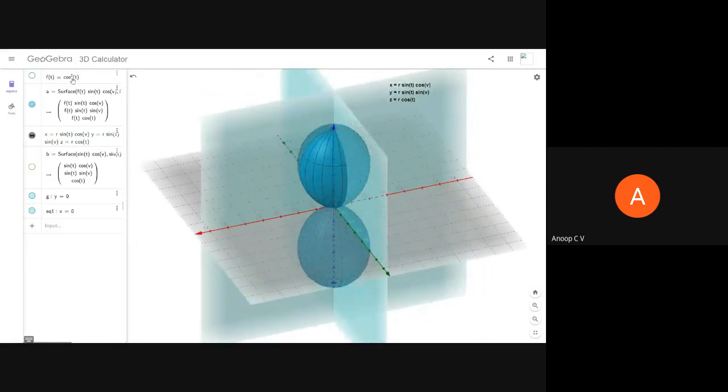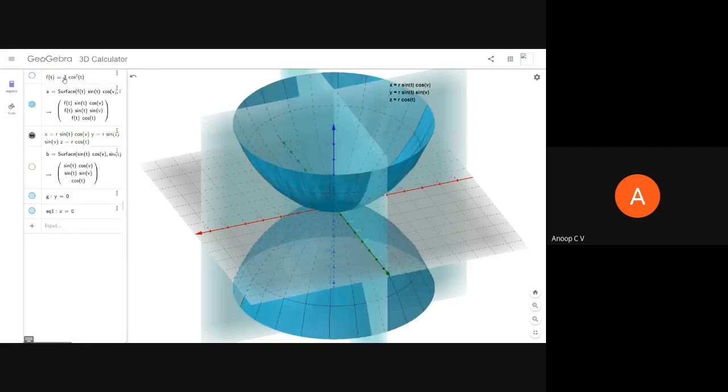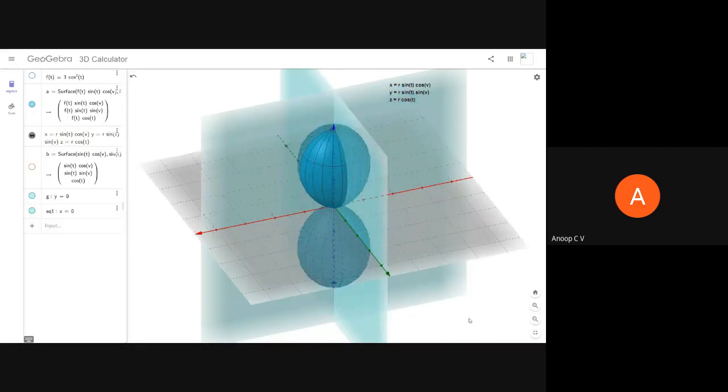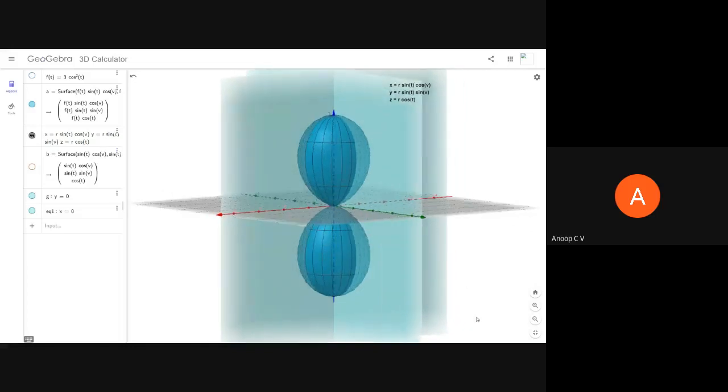What will be the corresponding power pattern? The maximum value here is 1. If I increase the maximum value, if I write 3 cos square theta, what will happen? I'll just zoom it to fit. The shape will be maintained, but now you can see the maximum radiation intensity is 3 units.